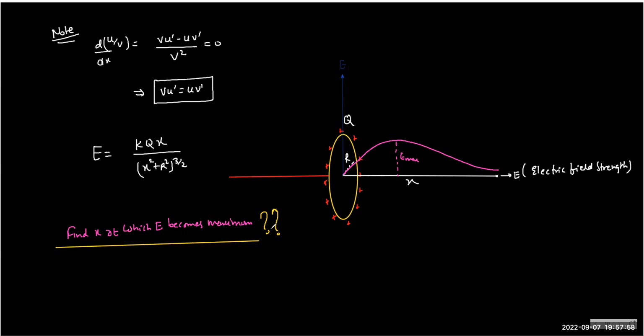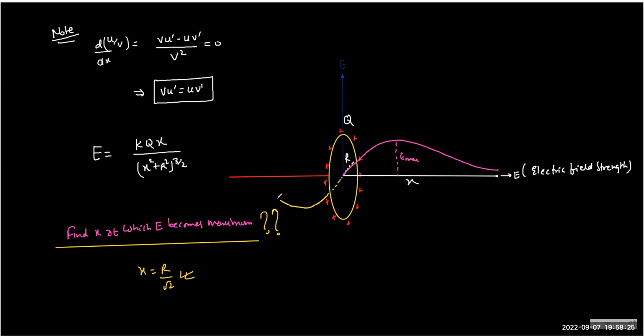Sir, here we have to find x, right? Yeah, exactly, only x. X equals r by root 2. Excellent. So x equals r by root 2 is the right answer. So you perfectly got the idea of differentiation and finding the maximum.